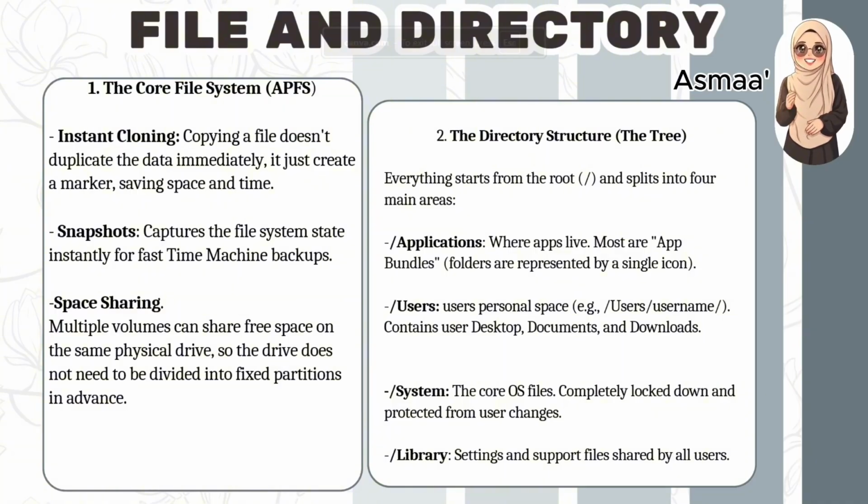Next, the directory structure. Everything starts from the root and splits into four main areas. First, Applications. Applications is where apps live, and app folders are represented by a single icon. Second, Users. The user's personal space contains the desktop, documents, and downloads. Third, System. The core OS files are completely locked down and protected from user changes. And lastly, Library. Settings and support files shared by all users.